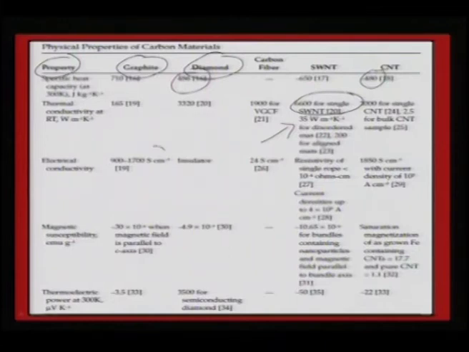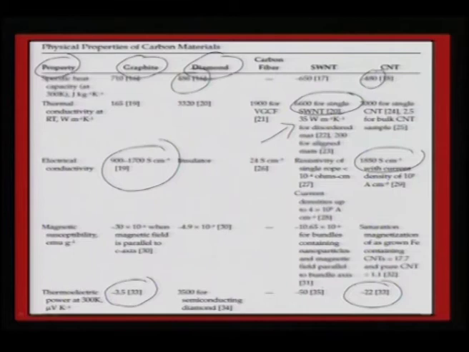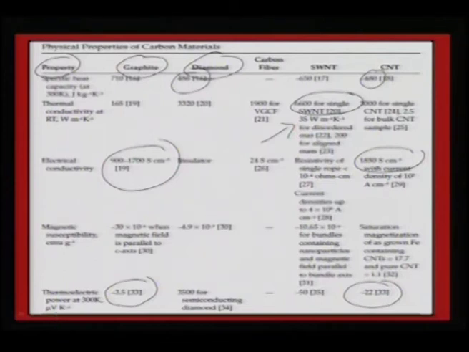Electrical conductivity, again you can see for graphite it is 900 to 1700 Siemens per centimeter, whereas in the case of carbon nanotubes it is almost comparable or even double that of the graphitic form. Therefore, in terms of electrical conductivity it holds a lot of promise, and the same is true for thermoelectric power also. You can see the thermoelectric power at 300 K is around 3.5 for graphite, whereas it is 22 for single wall nanotube. So, you name any physical property, there is a very distinct difference between graphite or diamond and carbon nanotubes. Therefore, there seems to be in essence some curiosity on almost every property that we are looking at.